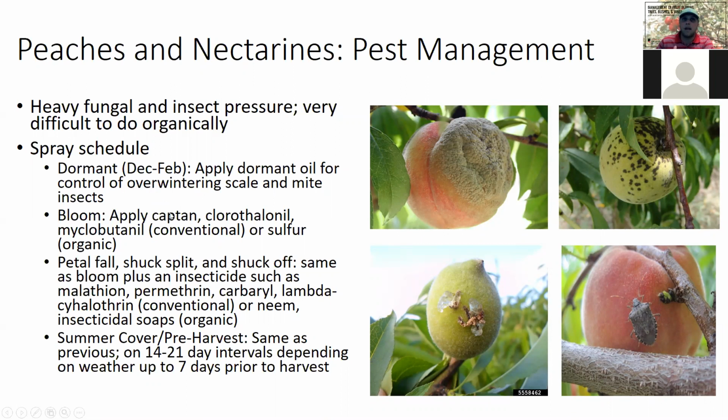You're going to want to apply Captan or chlorothalonil or myclobutanil. These are your conventional fungicide products. If you're wanting to try to be more on the organic side, sulfur is a product that you can use. During the early spring, you can get away with using sulfur all the way up through shuck off, as opposed to a conventional fungicide.